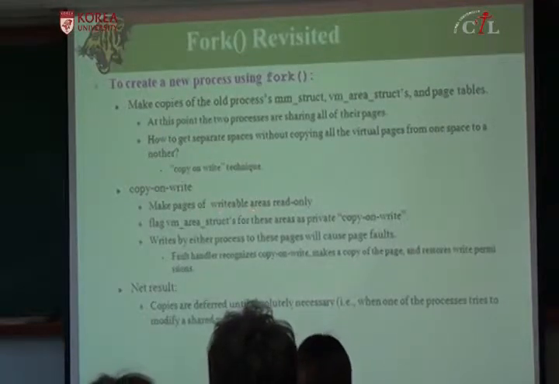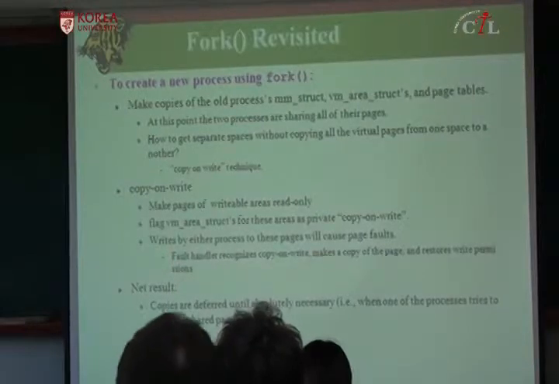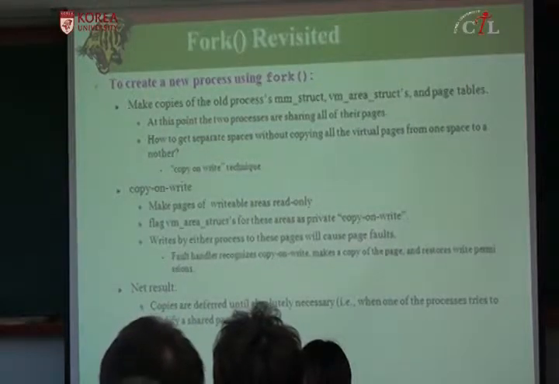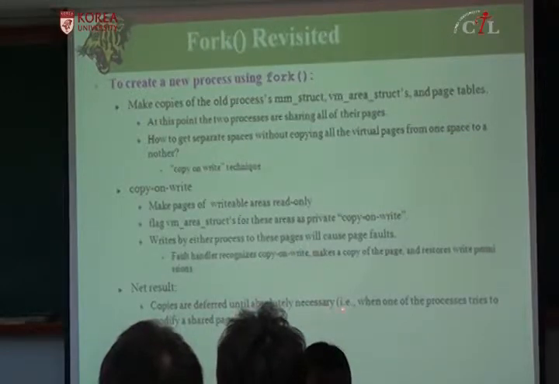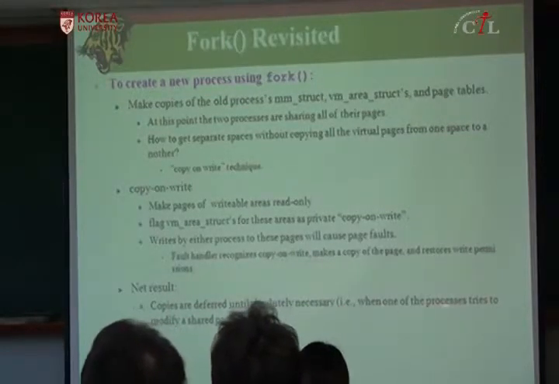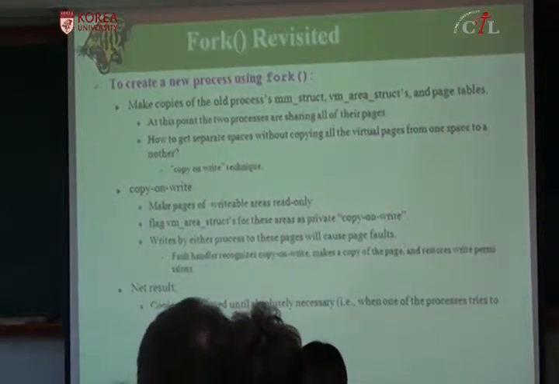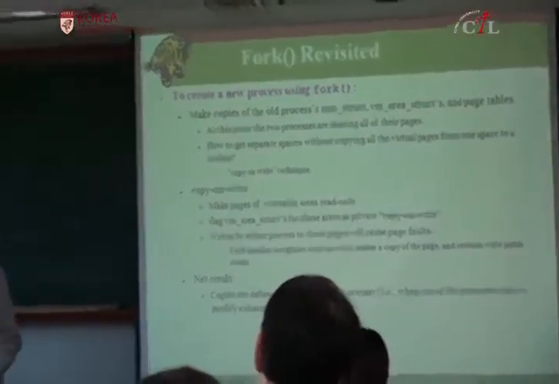So writable areas, they mark them read-only, and this is actually a private copy-on-write object. So a write by either parent or child will generate a protection violation, and you create your own copy and do the write. So they are separate. And these copies are deferred until absolutely necessary. Right? So when one of these processes tries to modify a shared page, then they do a copy and they have their private copy. Otherwise, they are exactly the same.